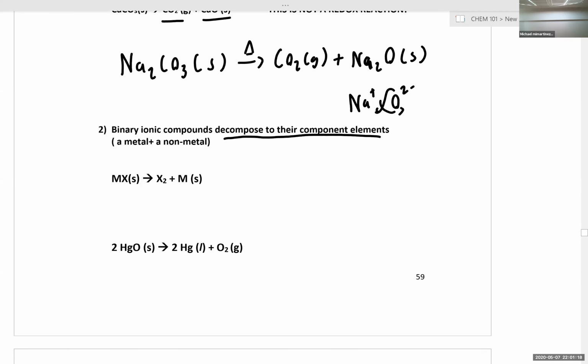Binary ionic compounds can also decompose to their component elements if they are heated. An example of this would be mercury oxide decomposing to mercury and oxygen. Another example would be sodium chloride. What would sodium chloride decompose to if we heated it? What are the component elements in sodium chloride?